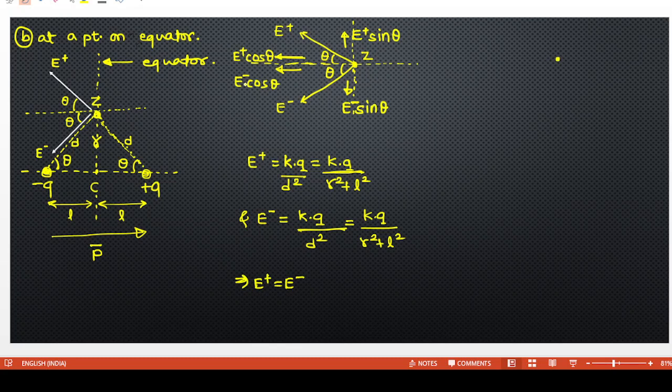The E plus and E minus cos components will get added, but E plus is exactly equal to E minus. So the net electric field at point Z is basically what? 2 times E plus cos theta. Just double any one of them, since they are exactly the same. So this is your net electric field at a point on the equator. At point Z, you will have this as the net electric field.